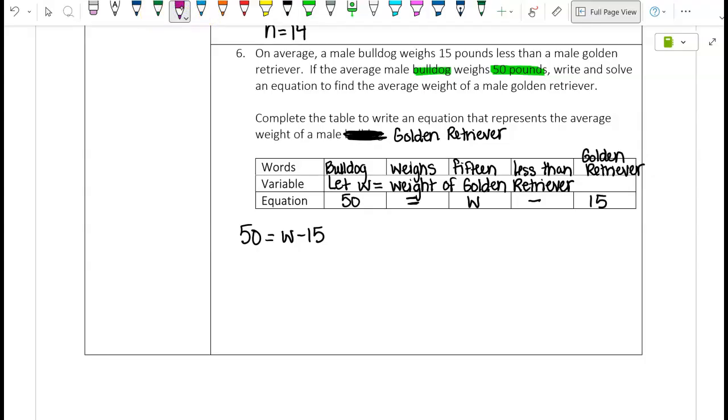How can I undo or use the inverse operation here to find out what W equals? I have to add 15. The opposite of subtract is add. So we get 65 equals W, or again, you could write W equals 65. But again, what does that mean? It means that the average golden retriever weighs 65 pounds.